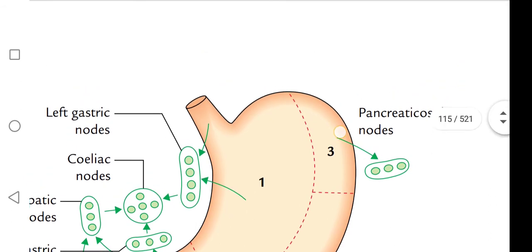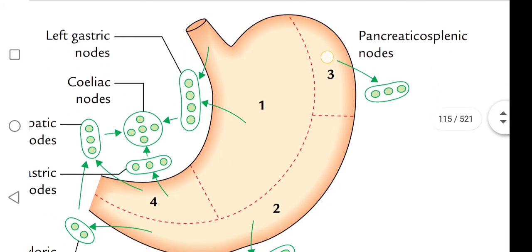This is area 3, which is the left upper one-third area. The lymph from this area is drained into the pancreatosplenic lymph nodes along the splenic artery.